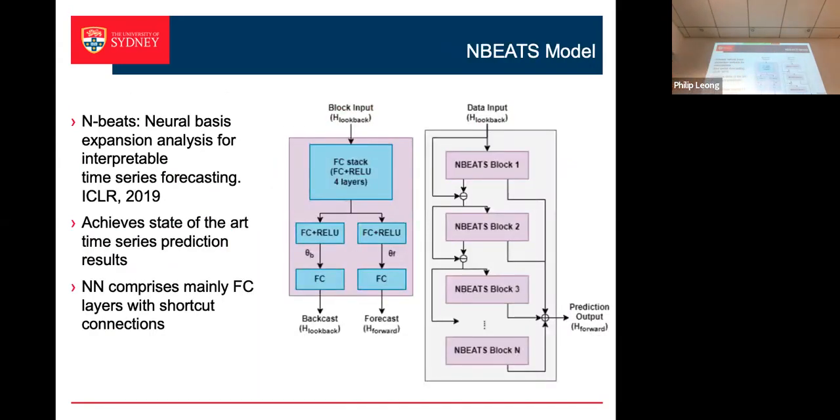So the NBeats model, NBeats stands for Neural Basis Expansion Analysis for Interpretable Time Series Forecasting, and it's a model proposed in 2019 and achieved state-of-the-art time series prediction results, so time series regression. And the neural network consists mainly of fully connected layers with shortcut connections. So these are fully connected layers, and these shortcut connections bypass the block, so a residual block.